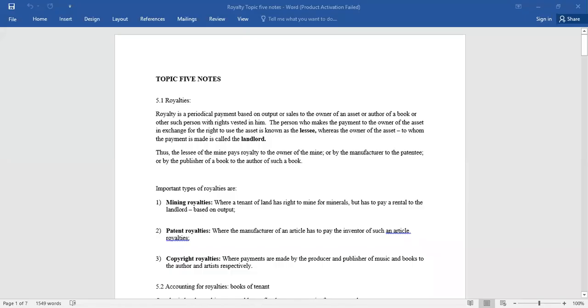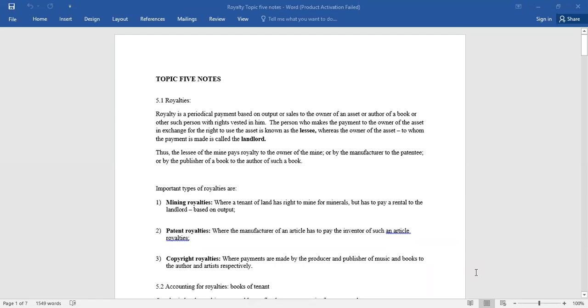Our lesson today is about royalties. And when we are talking of royalties, these are periodical payments based on output or sales.